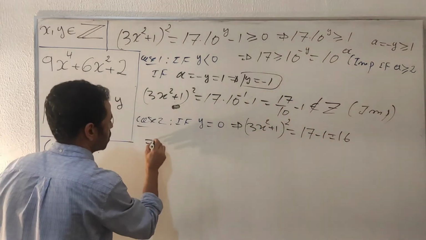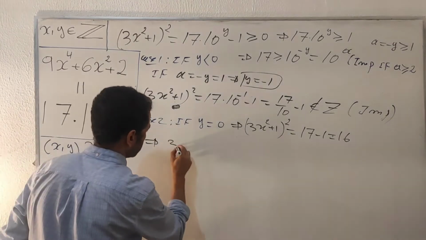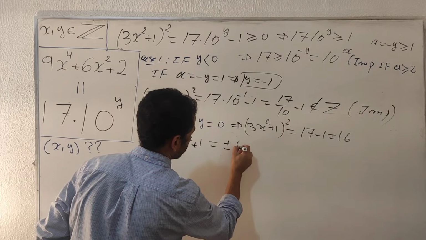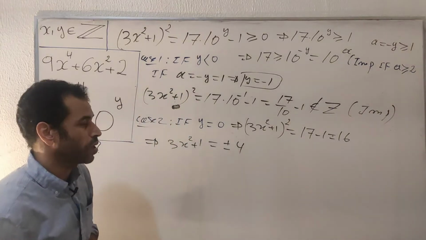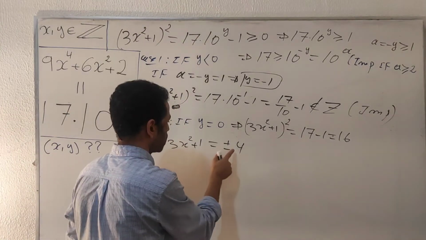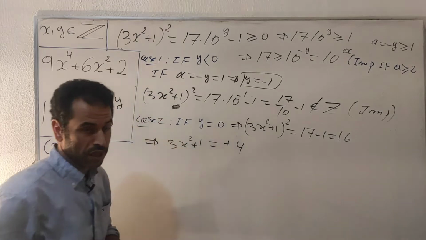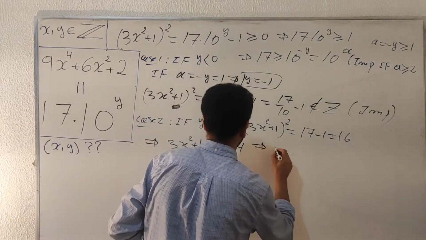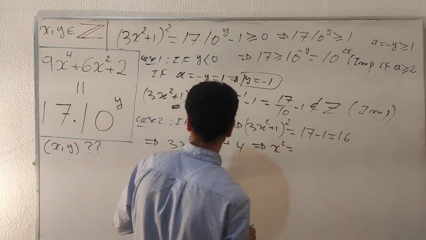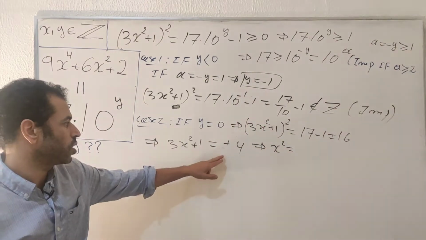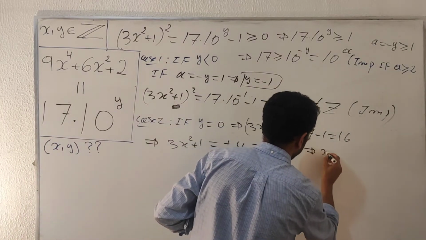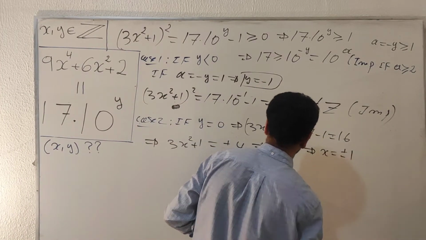By taking the square root on both sides, I get 3x squared plus 1 equals plus or minus 4. But we are not going to take minus 4 because this one is positive. Let's cancel out the minus sign from here. By moving 1 over to the right, I end up with x squared equals (4 minus 1) over 3, which is 3 over 3, which is 1. So this gives us x equals plus or minus 1.